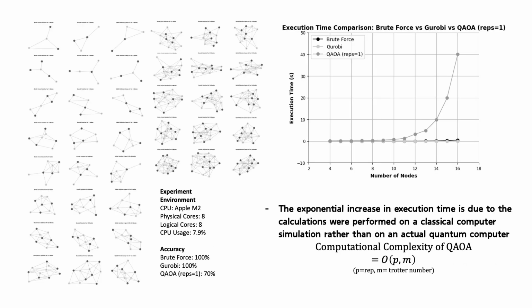Next, the comparison between brute force search, Gurobi, and QAOA with one step. Similarly, QAOA execution time increased exponentially, while Gurobi and brute force search achieved shorter execution time and higher performance. In fact, QAOA's computational complexity depends on the number of repetitions p and the total number of edges m, not on the number of nodes n. However, in this simulation, the benefits of QAOA were not realized.